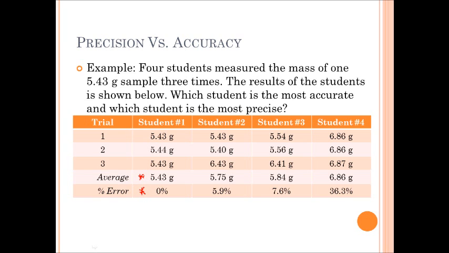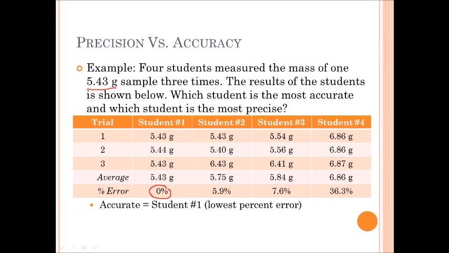So, to determine the most accurate, you would want to look for the one that has the lowest percent error, or the one that's closest to the 5.43 grams. Well, in this case, student 1 has a 0% error, so that means they would be the most accurate.